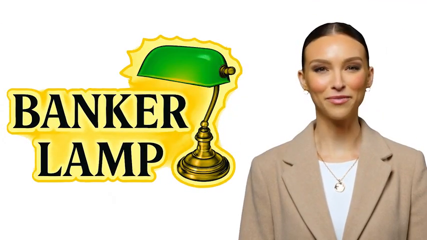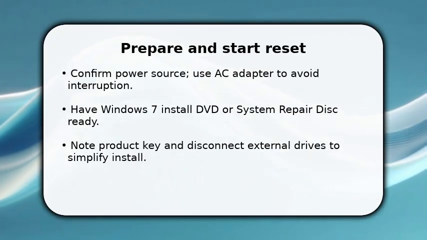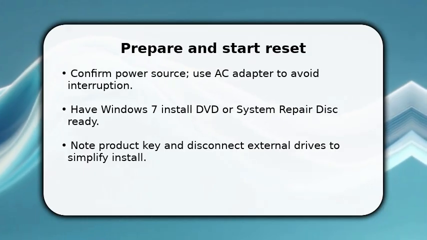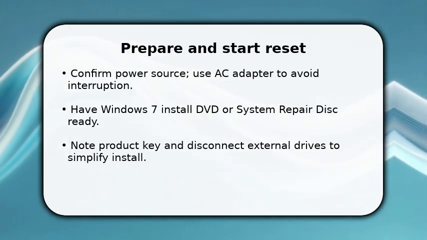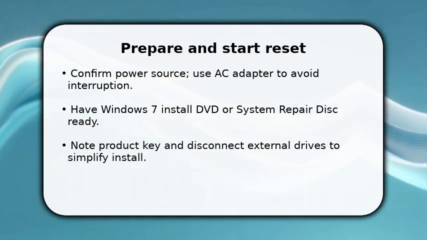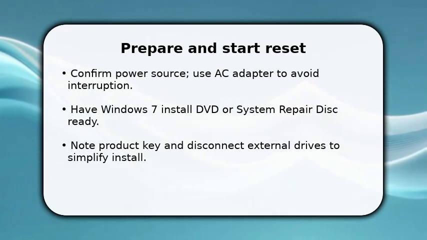Please enjoy the video. You begin by making sure the machine stays powered, plug in the AC adapter, and close unnecessary programs. Once done, insert the Windows 7 install DVD or system repair disk and reboot the PC. You must boot from the DVD. Press the boot key shown on screen, choose the optical drive, and wait for setup to load.